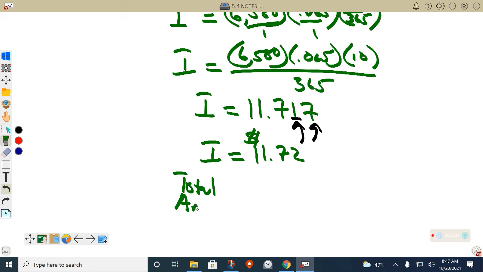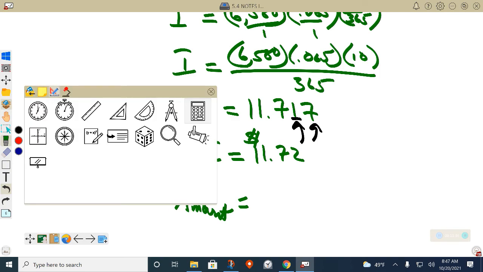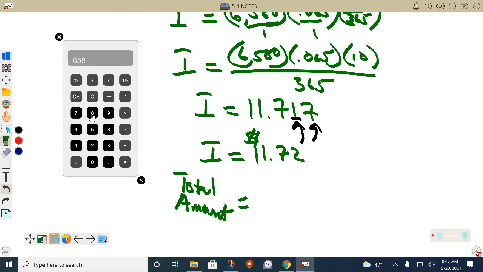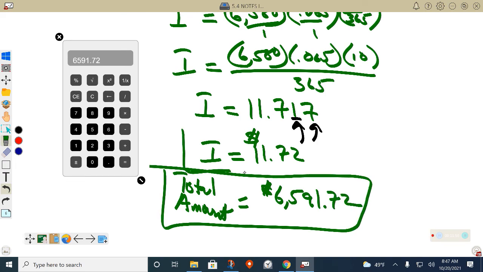So the total amount is $6,580 plus $11.72. I'll do it for us. 6,580 plus 11.72, $6,591 and 72 cents. Interest is 11.72. Total amount is 6,591.72. Easy.